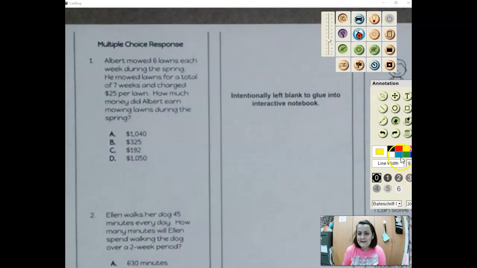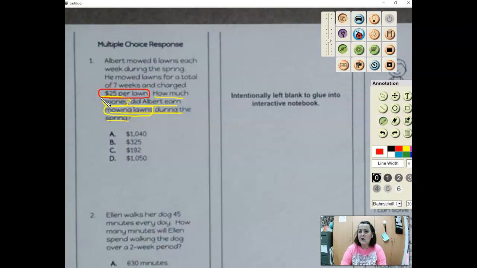So let's think about what the question is asking us. It's asking us how much money did he earn mowing lawns during the spring. So it's about money and it's about mowing lawns. Those are your two whats. What do we know about money? We know that he made $25 per lawn.